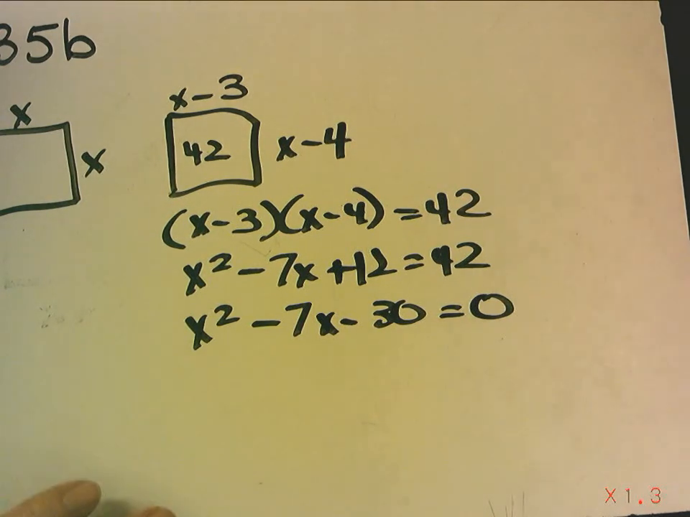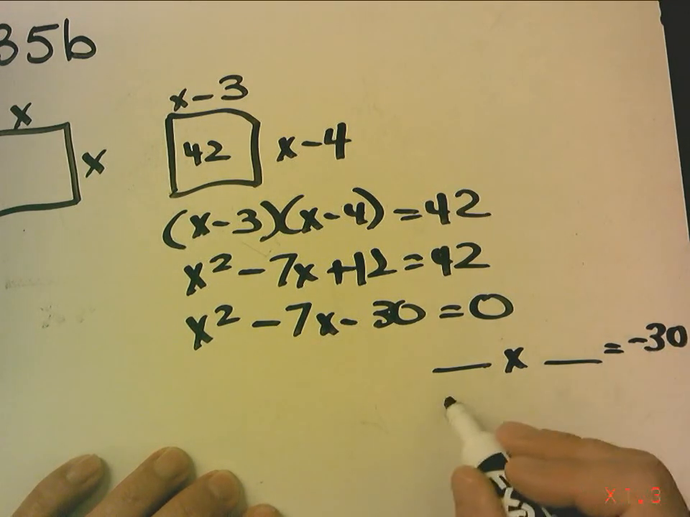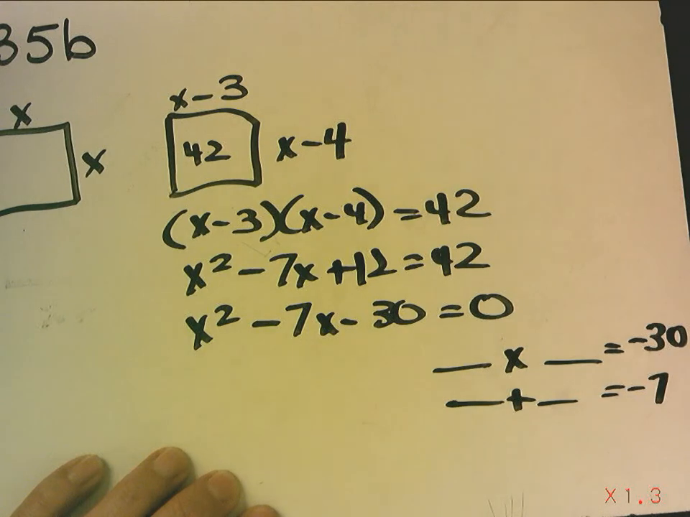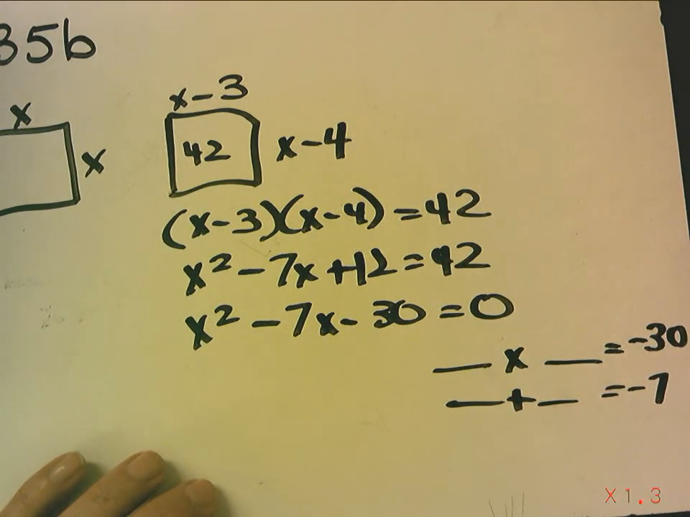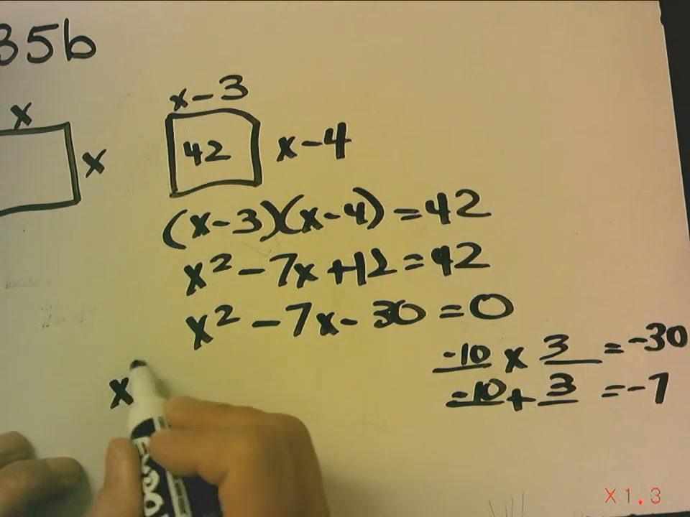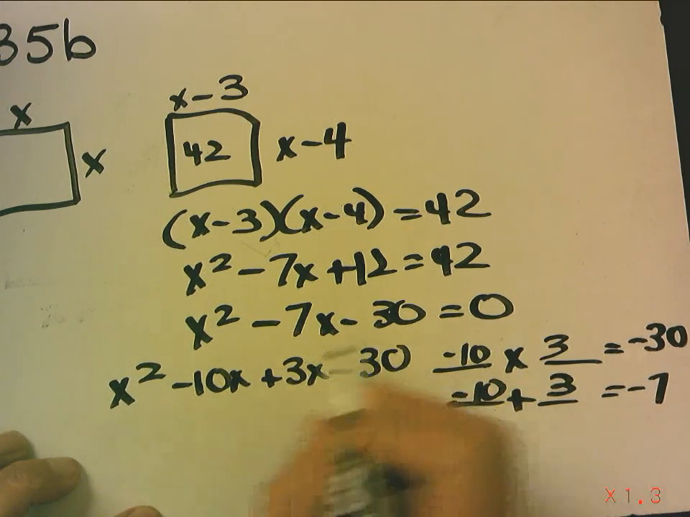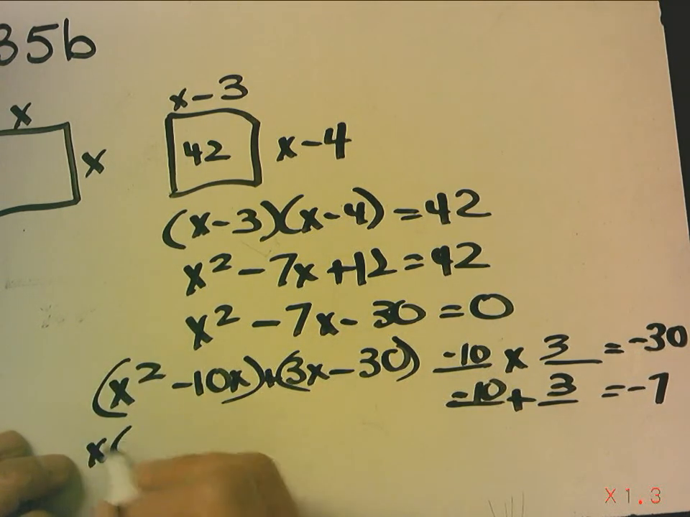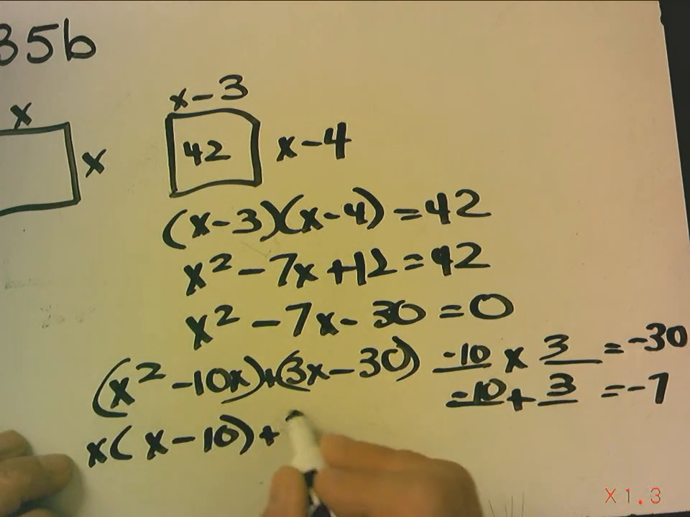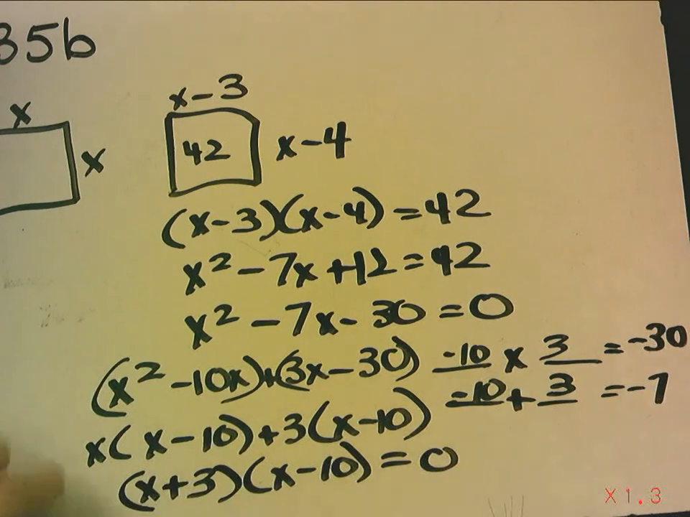And now I look for my magic numbers. I'm looking for two numbers that when multiplied give me negative 30, but when added give me negative 7. And those two numbers would be negative 10 and positive 3. And so I'm going to write x squared minus 10x plus 3x minus 30. I'm going to factor by grouping. This becomes x minus 10. Take out a 3, x minus 10. So this becomes x plus 3 times x minus 10 equals 0.